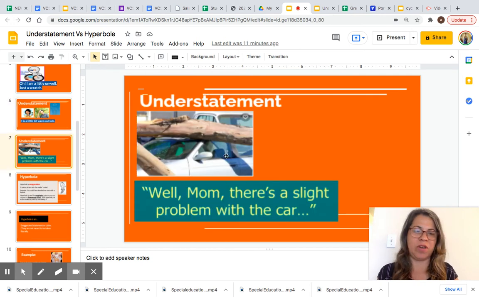Another example of understatement. Well, Mom, there is a slight problem with the car. As you can see in this image, there is a big problem with the car. A branch fell on the top of the car. So that's something very serious. But this person is making it seem less serious than it is. So he's just saying, oh, there is just a small problem, a slight problem with the car.